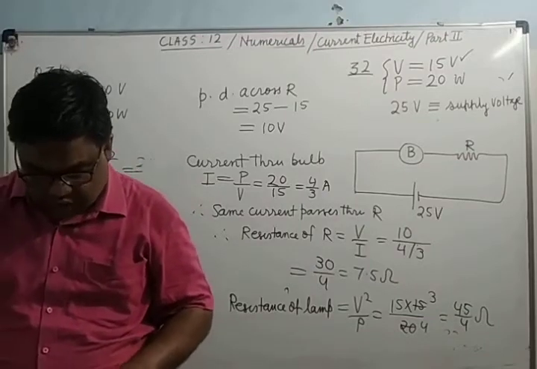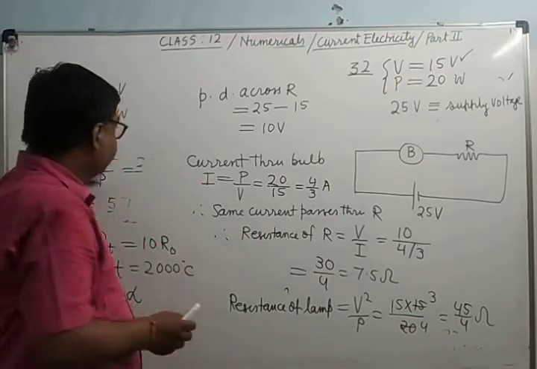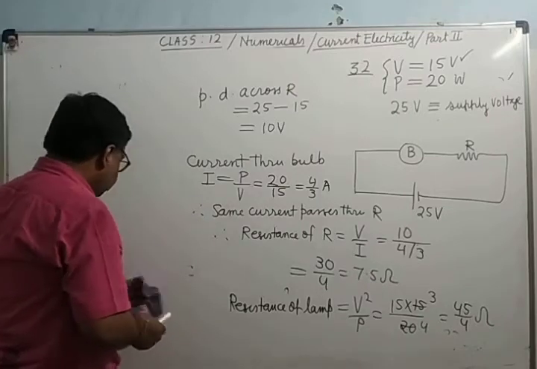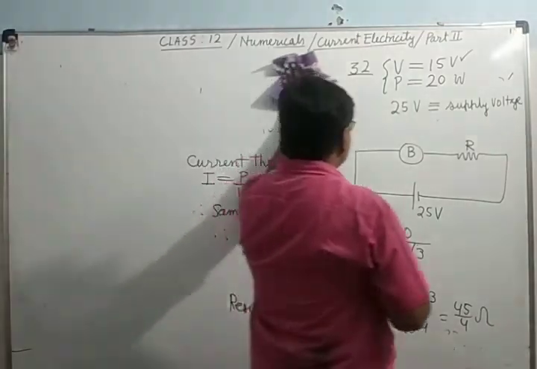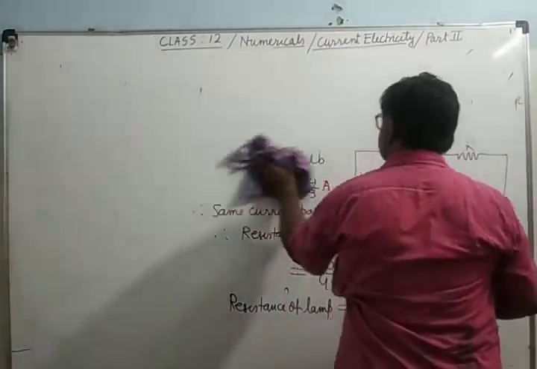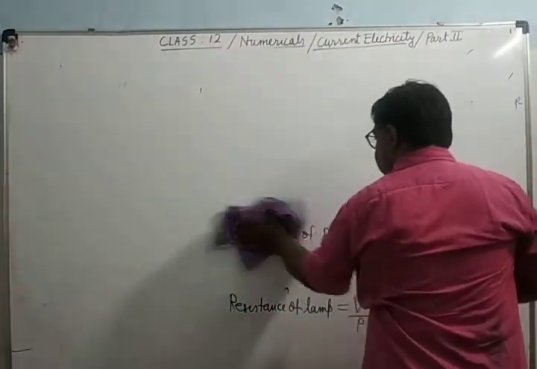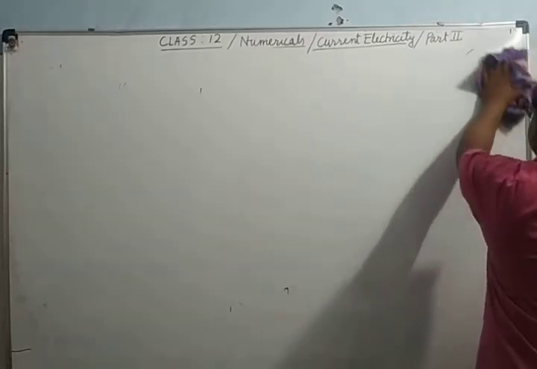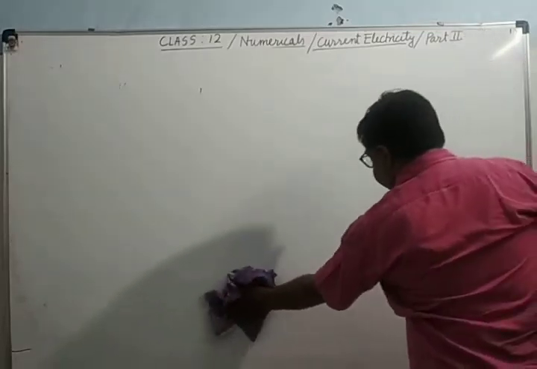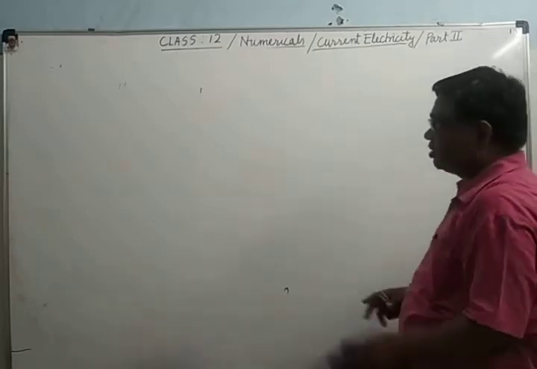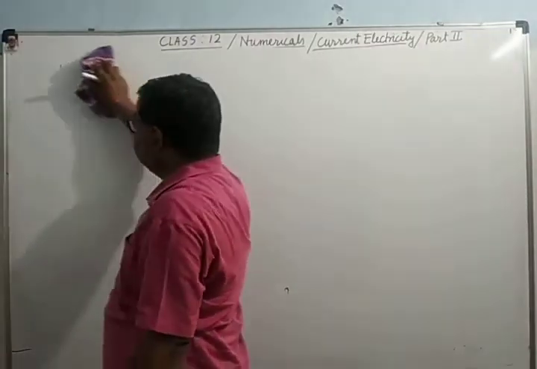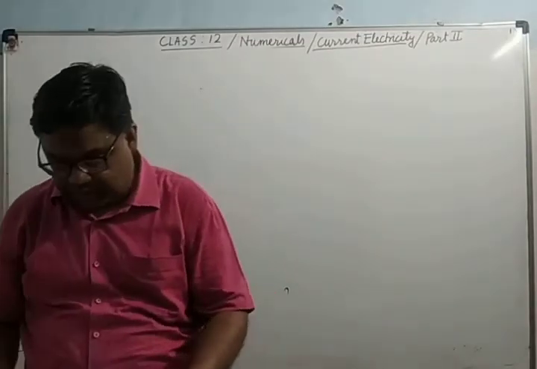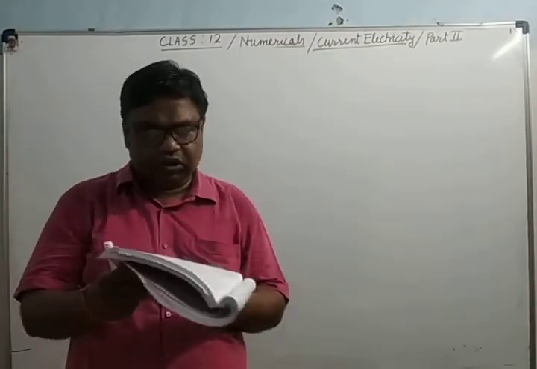Now after this, we will do question number 38. If you have any confusion, then you can mention it in the comment box. It's clear? And any numerical you are not getting, mention it in the comment box. It's clear? So question number 38.